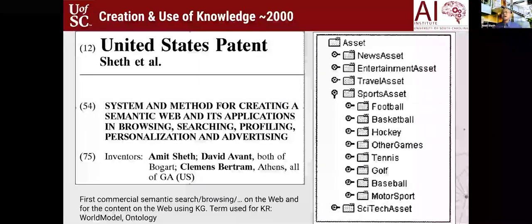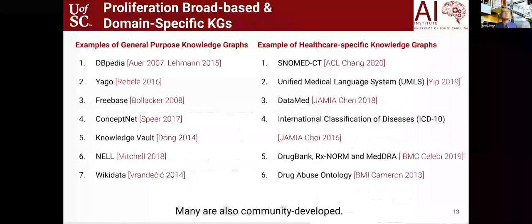Incidentally, the use of these terms, ontology, knowledge graph, and search, have been in flux and used interchangeably. So in the patent itself, I had used the terms ontology and world model. During AAAI this year, I heard one of the three Turing Award winners use the words world model. So it's also very interesting that these terms have found different usages over the period of time.